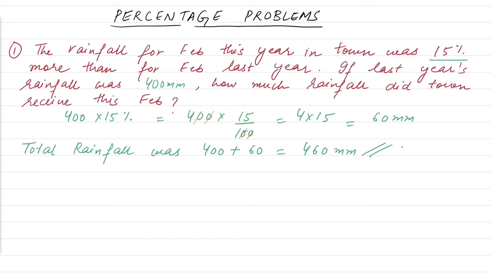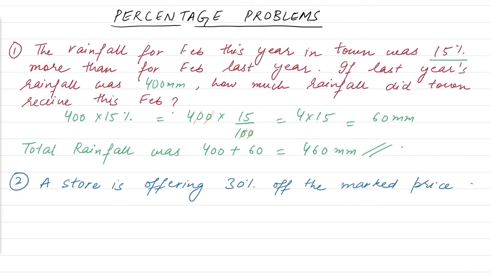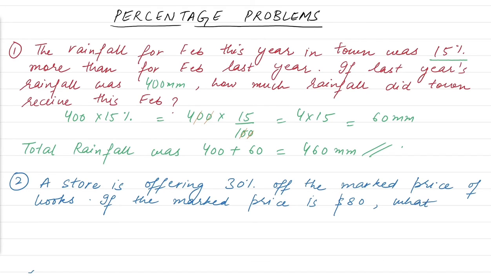Now the next one, if we have another percentage problem: a store is offering 30% off the marked price. So 30% off means that's the marked price of the books. And if the marked price is $80, meaning the price of the book is $80, then what is the discounted price? So we need to find 30% of 80.